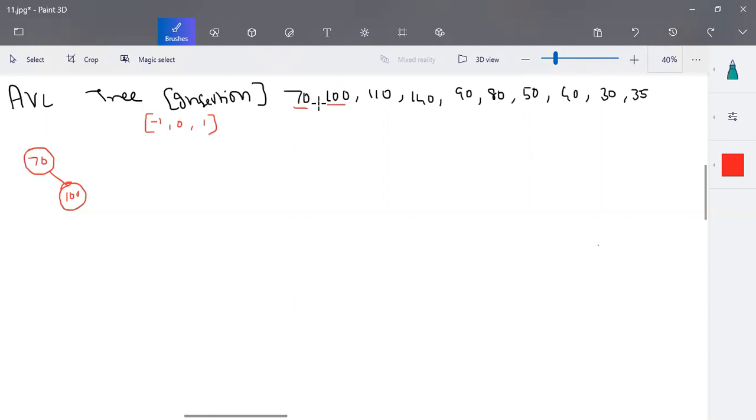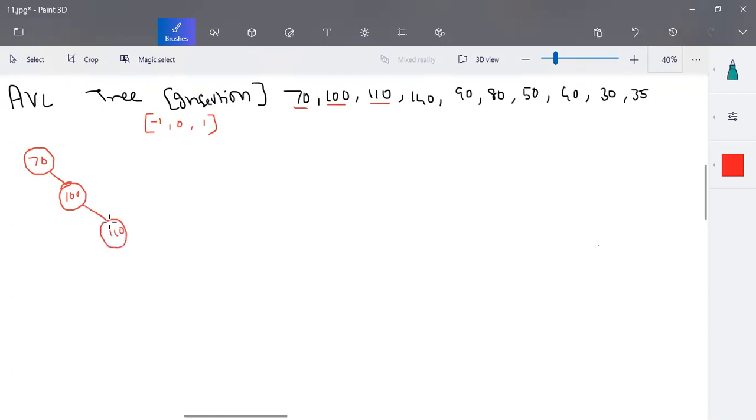The next node to be inserted is 110. Again, compare the values. 70 is less than 110, so 110 has to be inserted to the right of 70. On the right side, we already have a node with value 100. Now compare 110 with 100. 110 is greater than 100, so you have to insert it as the right child of 100.